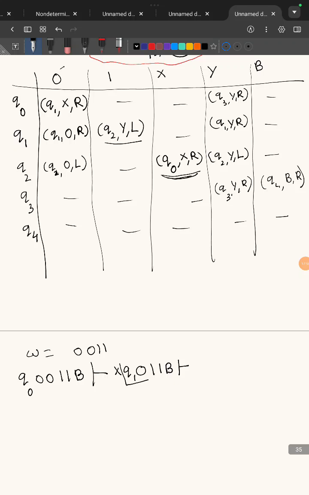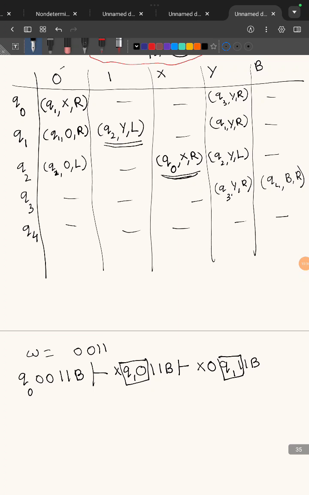Q1 0. Q1 0, what we will do? We will not do anything. We will just move towards the right side. So it will become X0, and we are moving the pointer to the right side. So it will be 1 1 B. Now what we are checking? It is Q1 1. Q1 1 means we have to convert the 1 to Y, and we are moving the pointer towards the left-hand side direction.